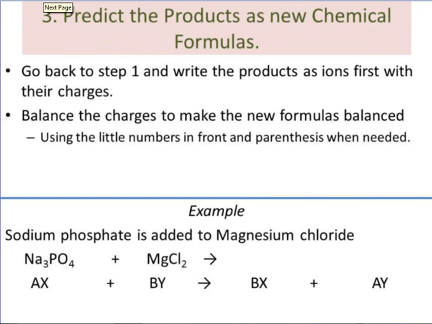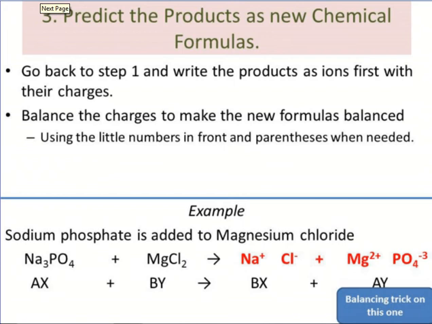Third step, now that I know my skeleton, I'm going to predict my products with new chemical formulas. First thing with this, make sure you do the ions first. If we have Na3 here, you're not bringing Na3 over, you're bringing the sodium ion, just the Na+. So make sure you're writing it out just like in step 1, you're writing out the ions. Then we balance. We're still working in little numbers when we are balancing formulas. Okay, not the entire chemical equation, but we're balancing the chemical formula for the compound.